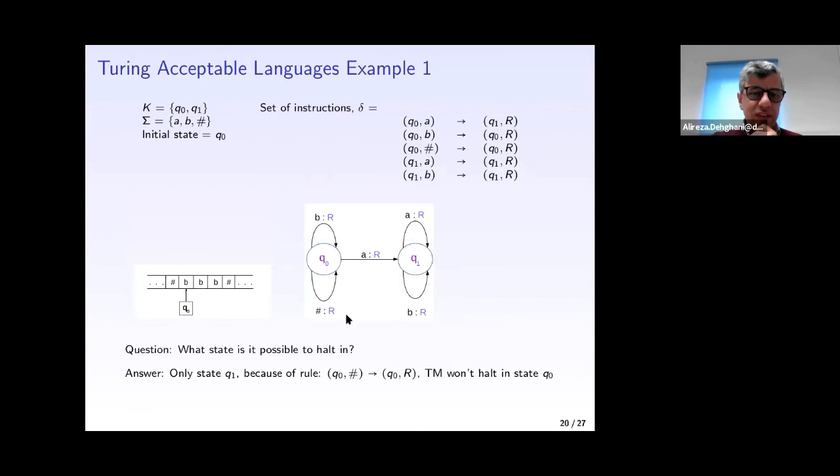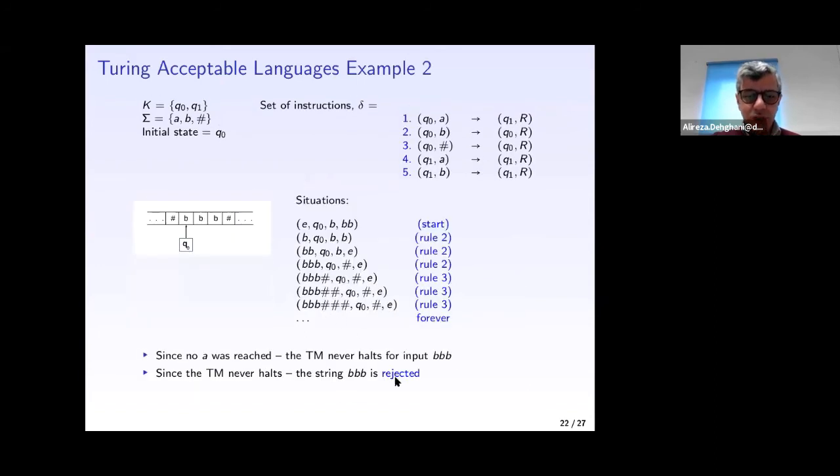Why? Because exactly that's this situation. We receive the Bs, we won't change the state from Q0 to Q1, and in Q0 all the time, if you get to the blank, you will stay there forever. So that's the reason why BBB is rejected by this Turing machine.